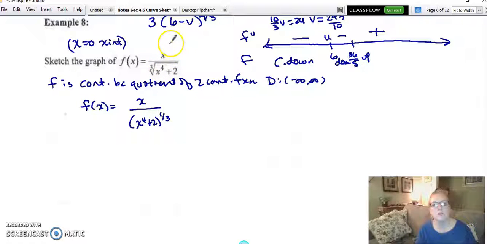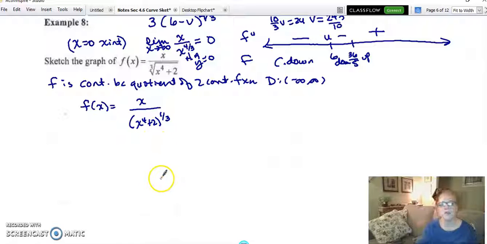Let's do the limit as x goes to infinity, looking at the dominating terms. I can just look at the x over x to the 4/3, which ends up simplifying to 1 over x to the 1/3, which is going to go to 0. And that's going to be true for plus or minus infinity. So we are going to have a horizontal asymptote at y equal to 0 on our graph. So we do everything we can precalculus-wise.